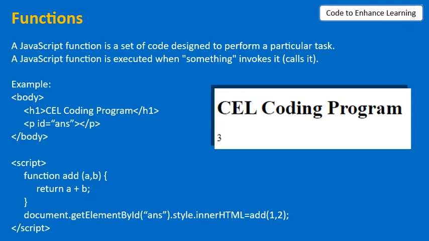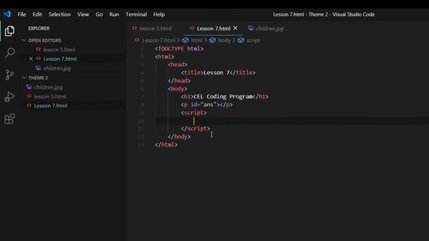Now let's implement the function in our web page and see how it works. As you can see, we have created the structure of our web page here, where inside the H1 tag, we have written the main heading of our program, that is CEL coding program. Inside the paragraph tag, we have kept it empty and passed an ID of ans, that is answer. Now inside the script tag, let's write some code to add two numbers in our web page.